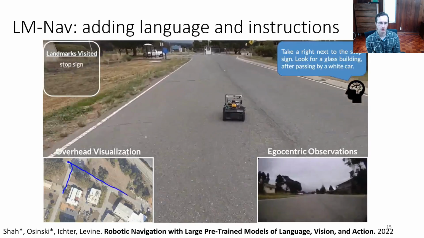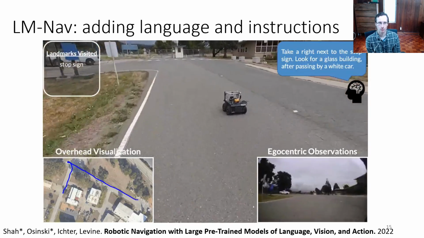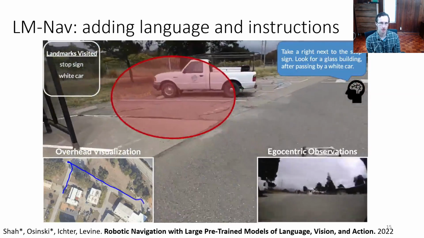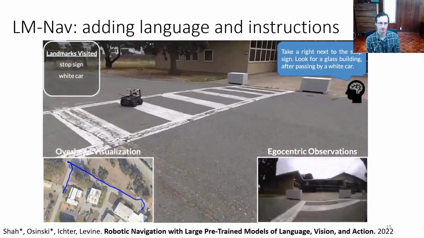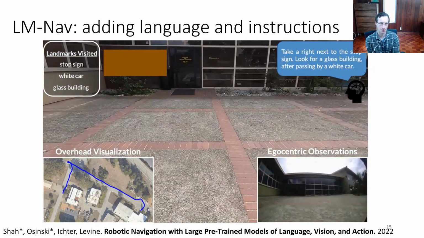Takes a little while to get there. It's a long drive. But there's the white car. It sees the white car, and now it's going to go to the glass building. And now it's done. Now it's succeeded with the task.